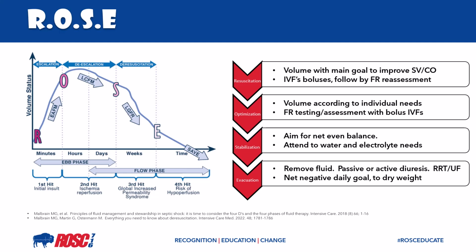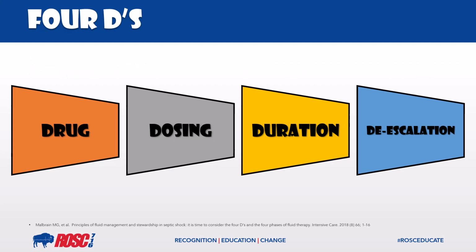So really the ROSE model is telling us or asking us when to start IV fluid, when to stop IV fluid, when to start removing fluid, and lastly, when to stop removing fluid. My personal opinion is many folks focus on resuscitation, maybe a little optimization, and then stabilization and evacuation seem to be an afterthought. And what I'm saying is actually supported in literature. So we have to focus on stabilization and evacuation, or as you'll see in the next slide, de-escalation of volume and fluid therapy.